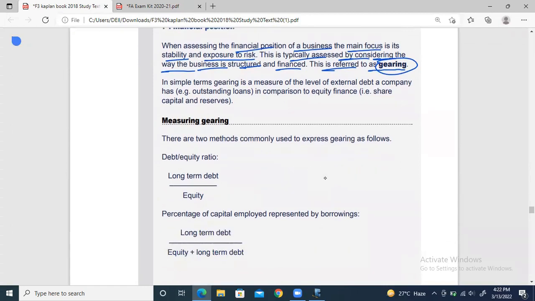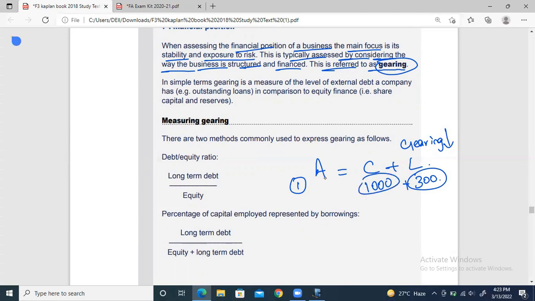If we consider the accounting equation again, assets are equal to capital plus liabilities. In the first case, let's say the company has 1000 of capital and just 300 of liabilities. In this case, I can say that the gearing is very low. Why is it low? Because the risk of liability is higher in every case. Here the liability is much lower, and the shares and capital are much higher.